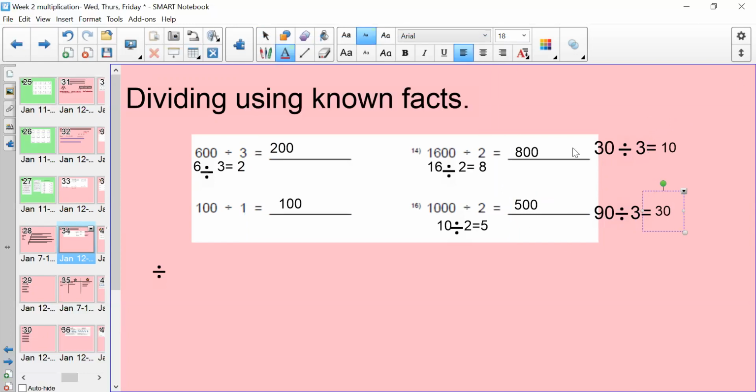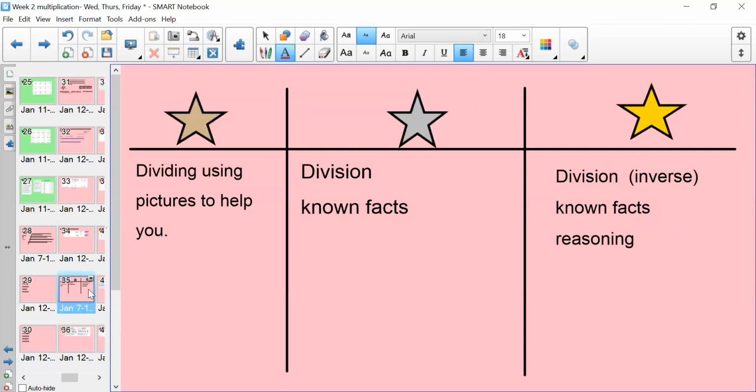Okay, so we will come back to known facts next week, but this is just for some of the challenges today of also dividing using known facts. Okay, so your bronze, silver, and gold challenges. The bronze challenge today is dividing using pictures to help you. Silver is division facts and known facts. And then the gold challenge will be doing some inverse challenges, known facts, and reasoning problems. So I'll go through those now.